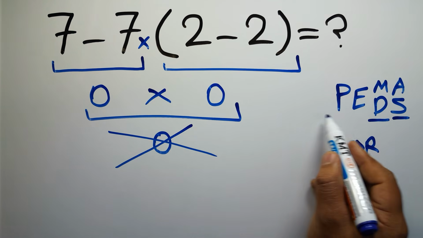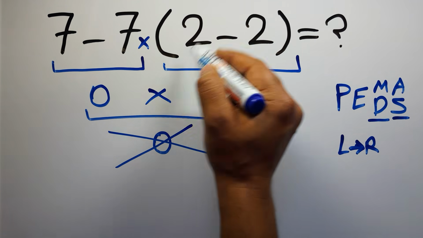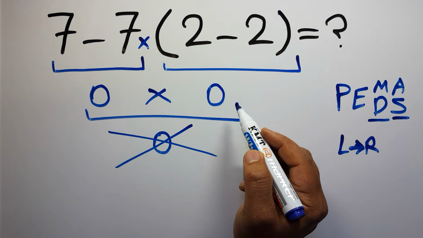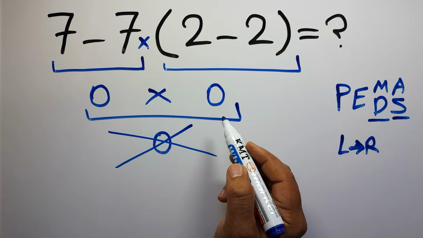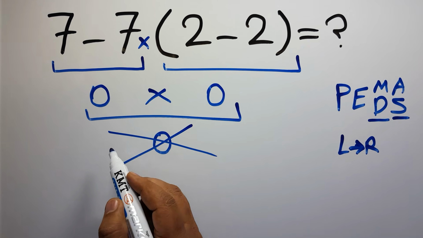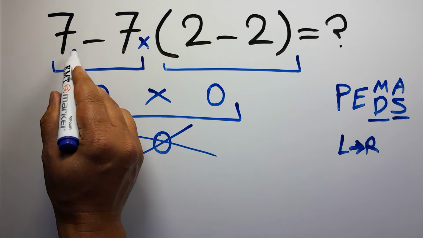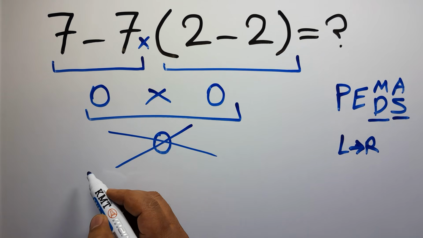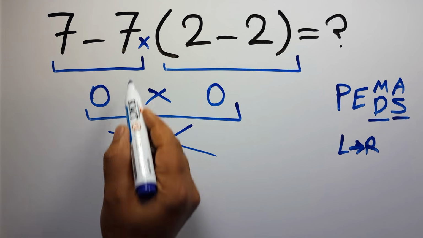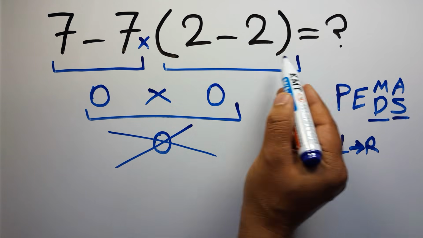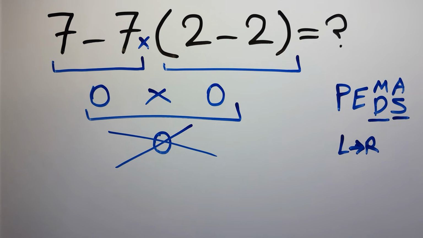Okay, so according to PEMDAS, first we have to do this parentheses, not this subtraction. And after this parentheses, we have to do this multiplication. And finally, we have to do this subtraction. So if we do this subtraction before this multiplication or this parentheses, it is wrong.